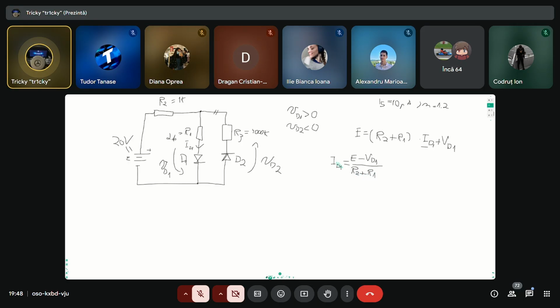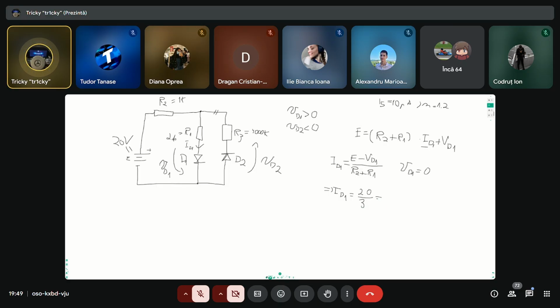Whenever you have a problem like this, there's no way you know VD1, so we have to make some approximations. The first approximation is to write VD1 as being equal to 0, so we can calculate this properly. This results in ID1 being equal to 20 volts, E, divided by 1 kilo ohm plus 2 kilo ohm. So this is 3, and I'm just going to plug this into the calculator.